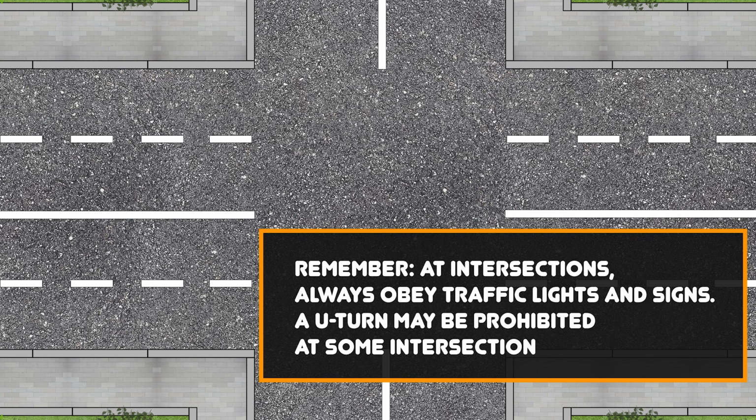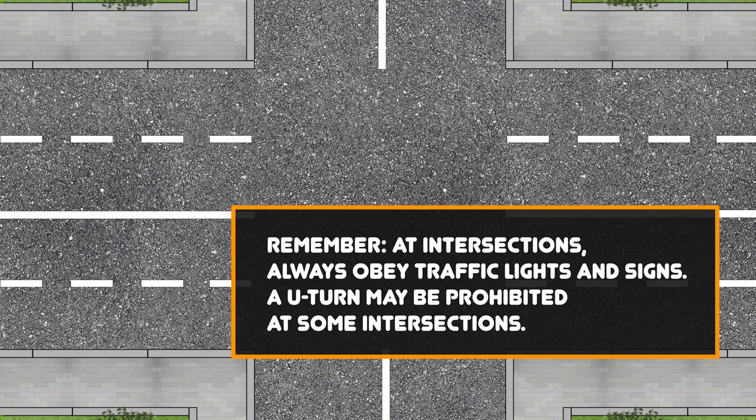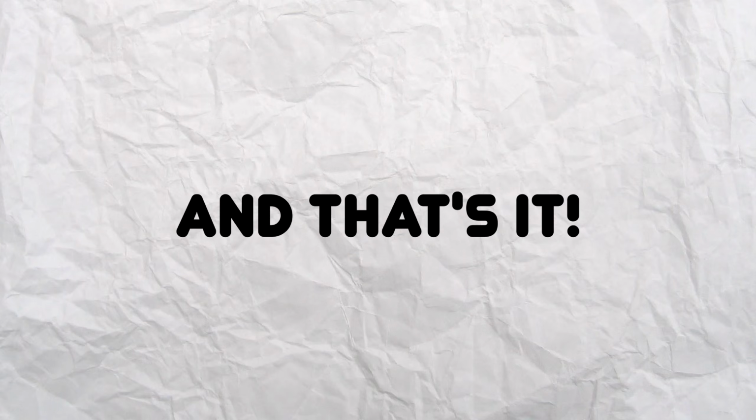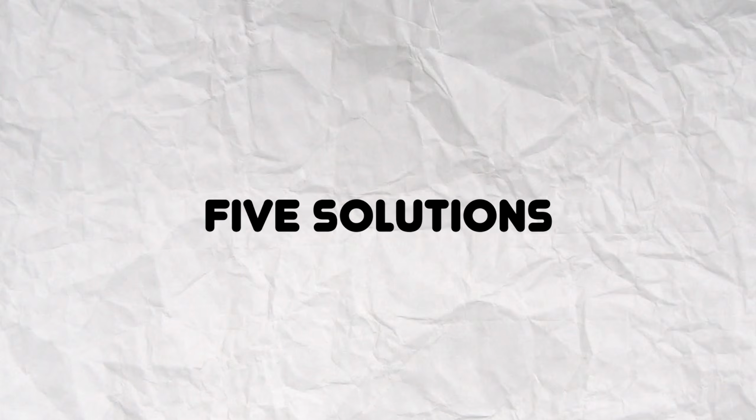Remember, at intersections, always obey traffic lights and signs. A U-turn may be prohibited at some intersections. And that's it. 5 situations, 5 solutions.